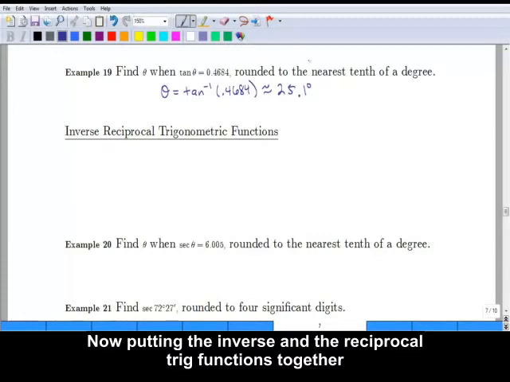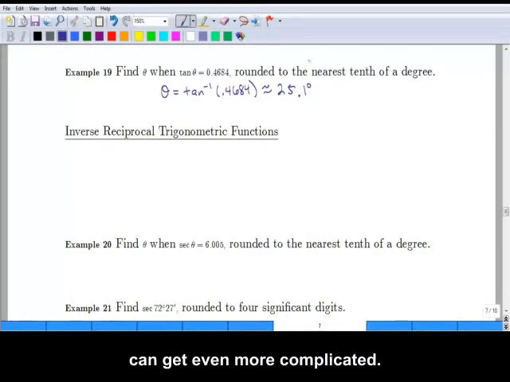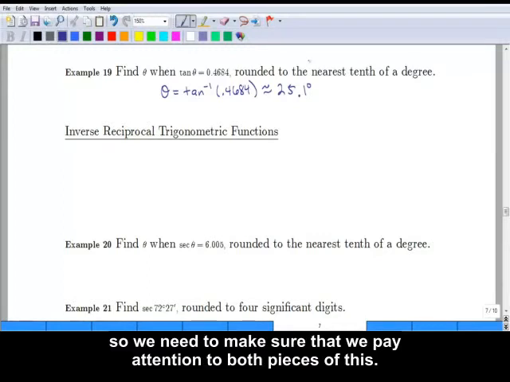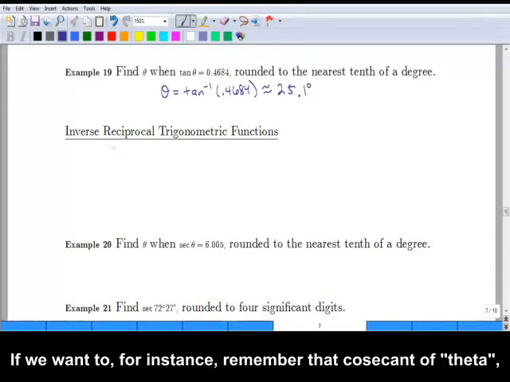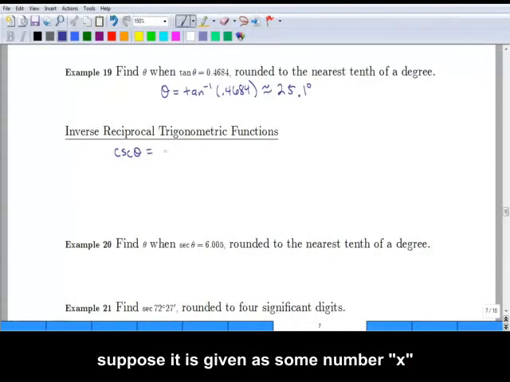Now, putting the inverse and the reciprocal trig functions together can get even more complicated, and like I said, they are not the same thing. So we need to make sure that we pay attention to both pieces of this. If we want to, for instance, remember that cosecant of theta, suppose it is given as some number x.